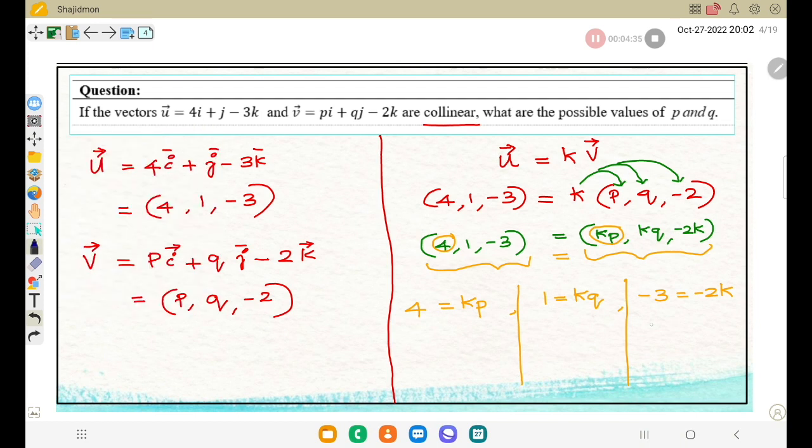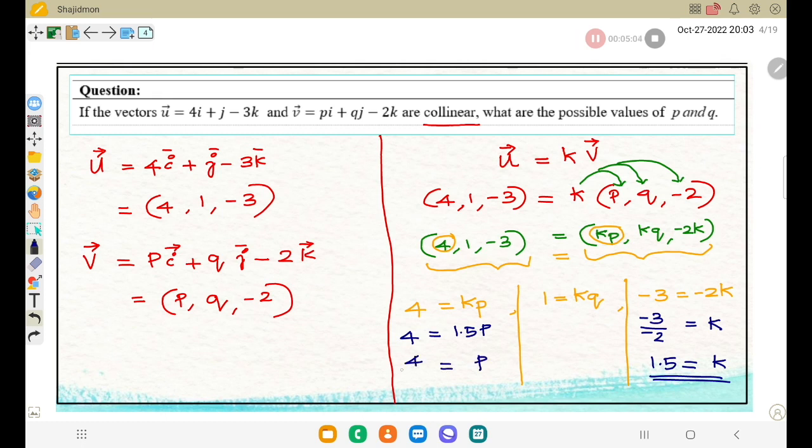From here we can find the k number. Dividing both sides by minus 2, minus 3 divided by minus 2, we get k equals 1.5, correct? Now if we apply the k value in the first one, 4 equals 1.5 times p, since the k value is 1.5. From here we will get the p number.